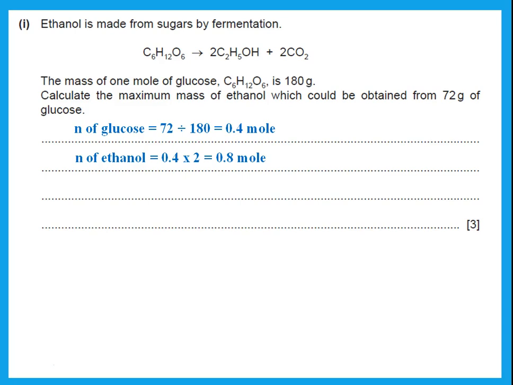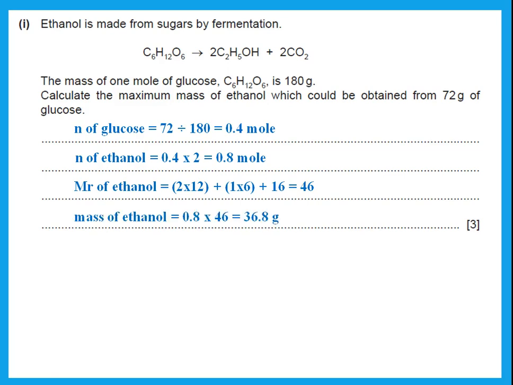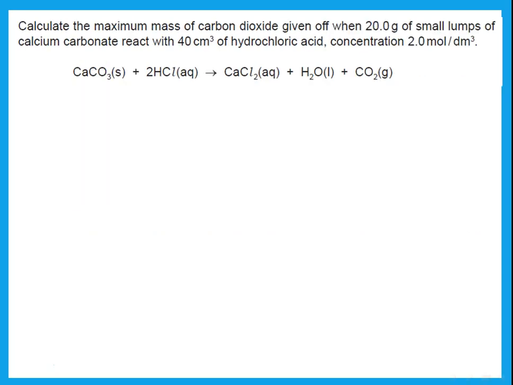Now he wants what? He wants mass. How do we get mass? Mass is the number of moles times MR. So we calculate the MR of the ethanol, and the mass is the number of moles times the MR. So that comes out to be 36.8 grams. Okay, I hope you were able to get this answer.